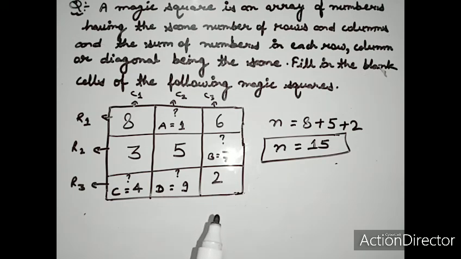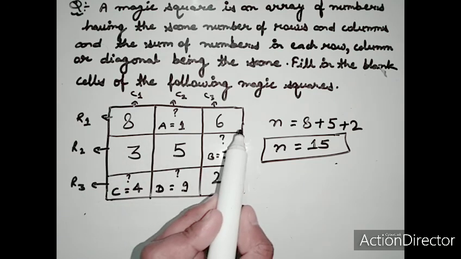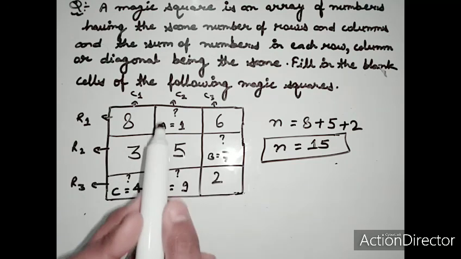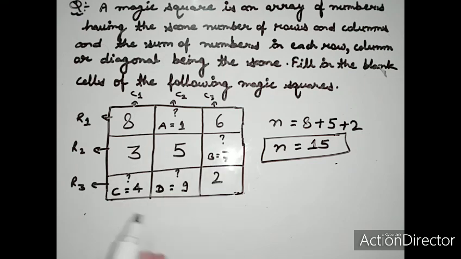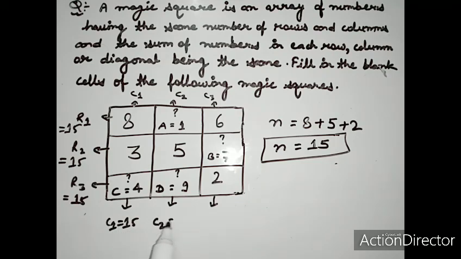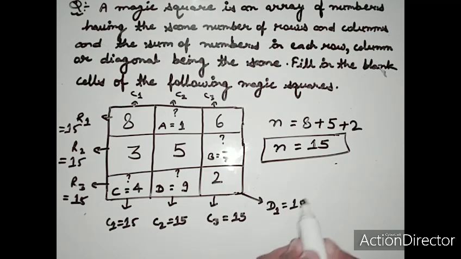So in this magic square, we understand that if we add all rows, columns and diagonals, we get a sum equal to 15 in every case. The sum of these three numbers is equal to 15, and the sum of the diagonal is also equal to 15.